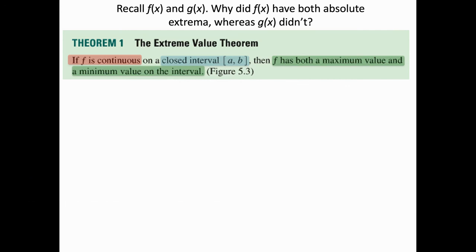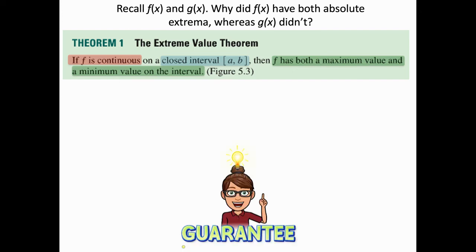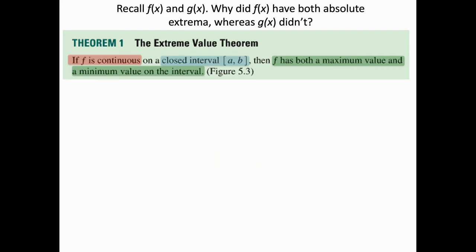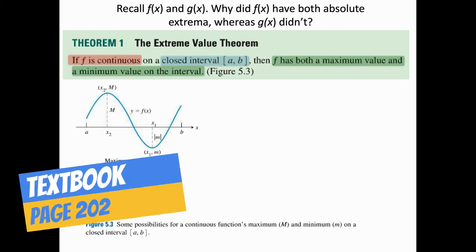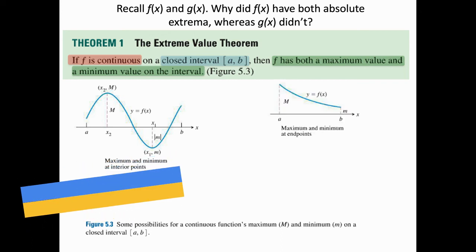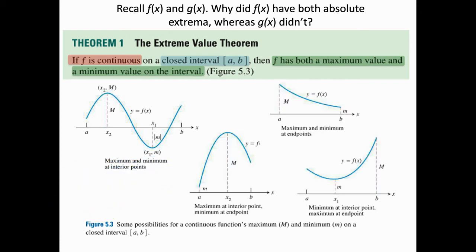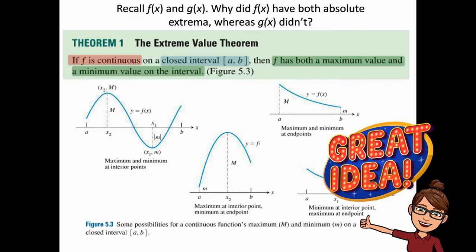And basically what it says is if your function is continuous on a closed interval, you are guaranteed both a maximum and a minimum value. So here are some examples of maximums and minimums on closed intervals. These are in your book. You can go ahead and add them in if you want. I'm a big proponent of visuals to go with it.